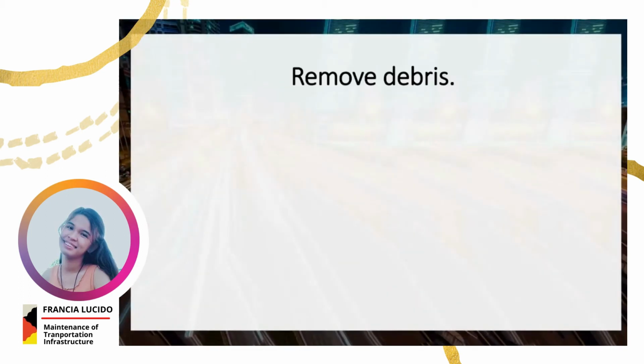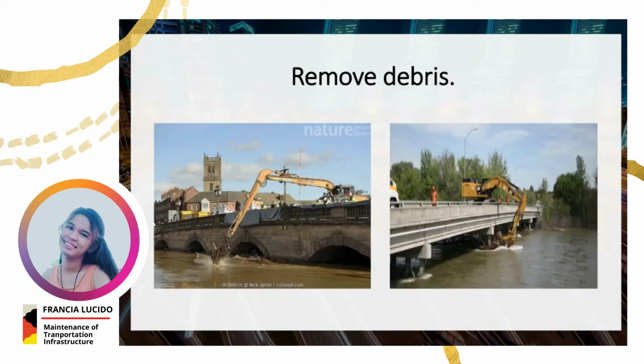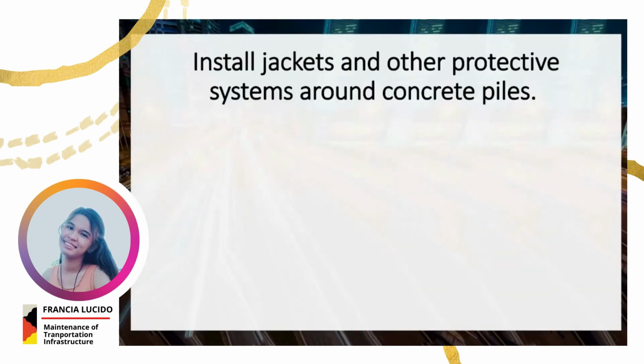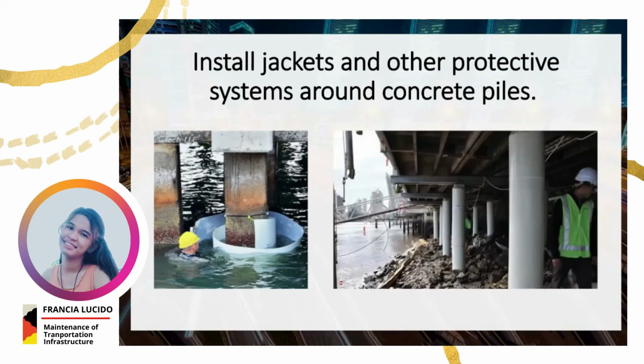Removal of debris is also a must. Trash and other debris may contain chemicals that damage structural elements. It can also block water flow, which may cause significant wear. It is also important to install jackets and other protective systems around the concrete piles. This is the best way to protect against underbridge corrosion and deterioration.